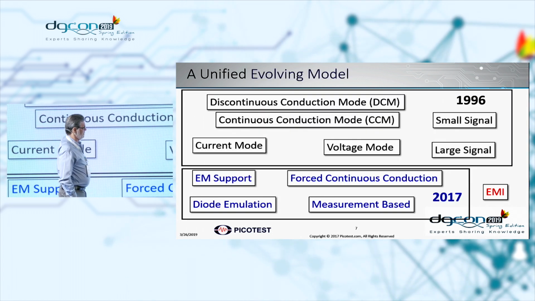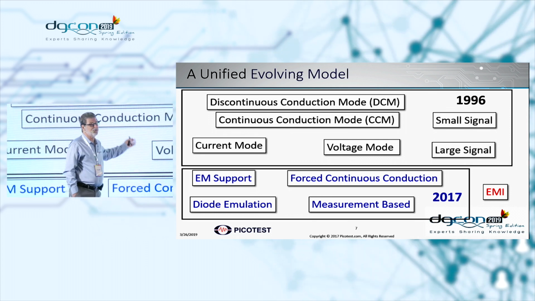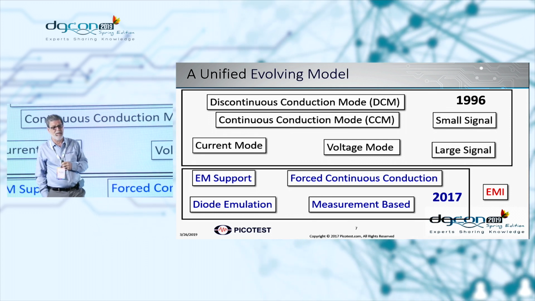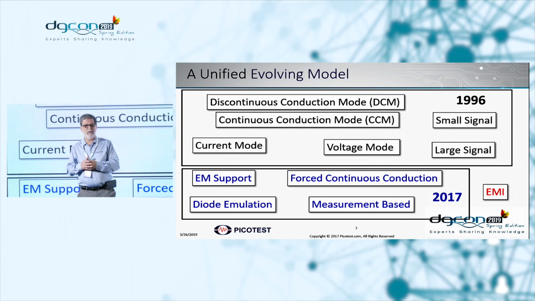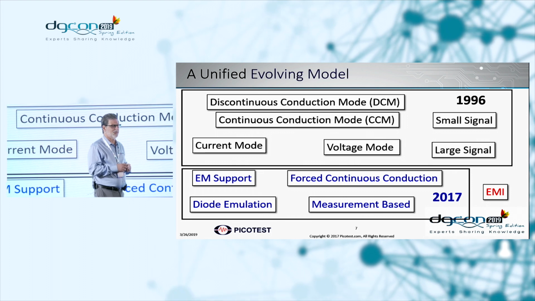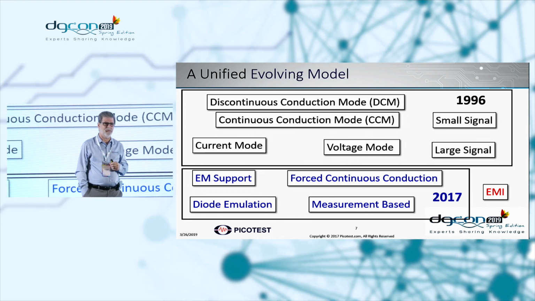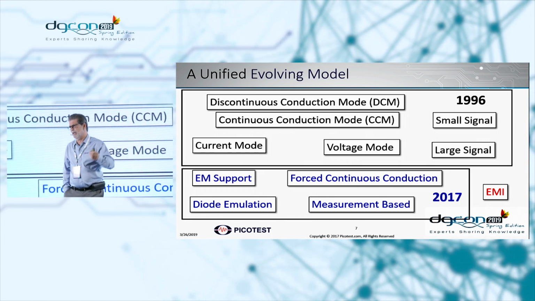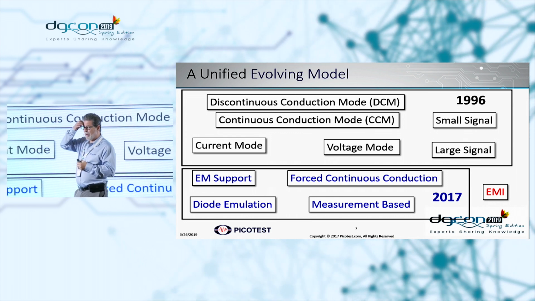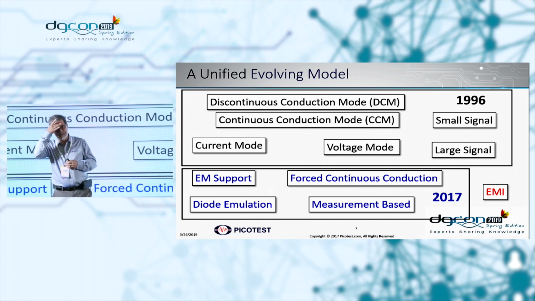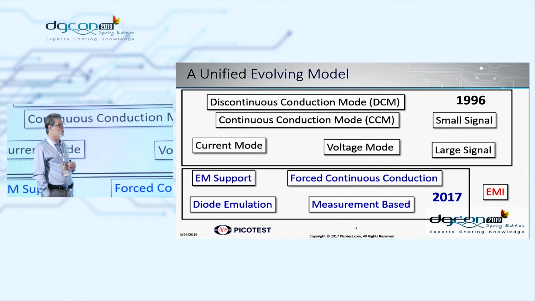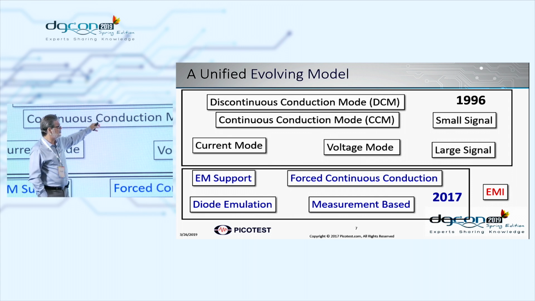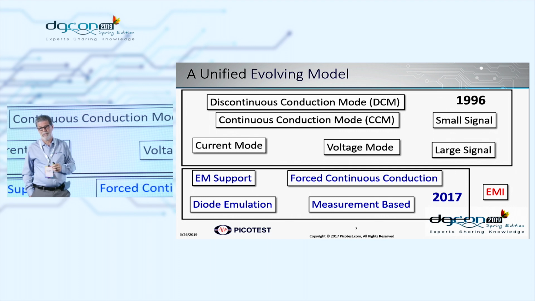So we need a unified model to do this, and I wrote my first VRM model in 1990. I published it for the very first time in 1996. Why did I write my own model? There were plenty of good state-space models that were available from the universities, and Dr. Cuk had one, and Tesla Co had one. Why did I write my own? I wrote my own for a very specific reason. And the specific reason was that I needed something that could cross the boundary of continuous conduction mode and discontinuous conduction mode.